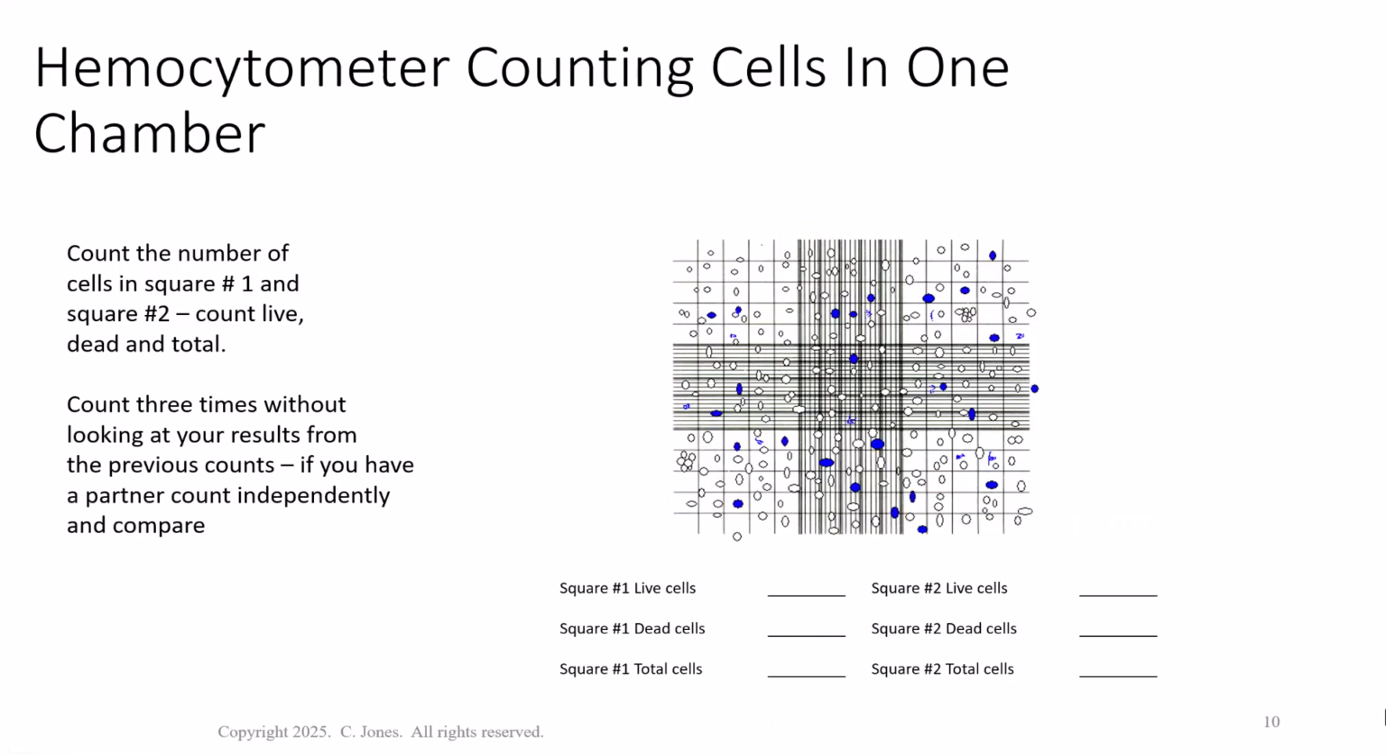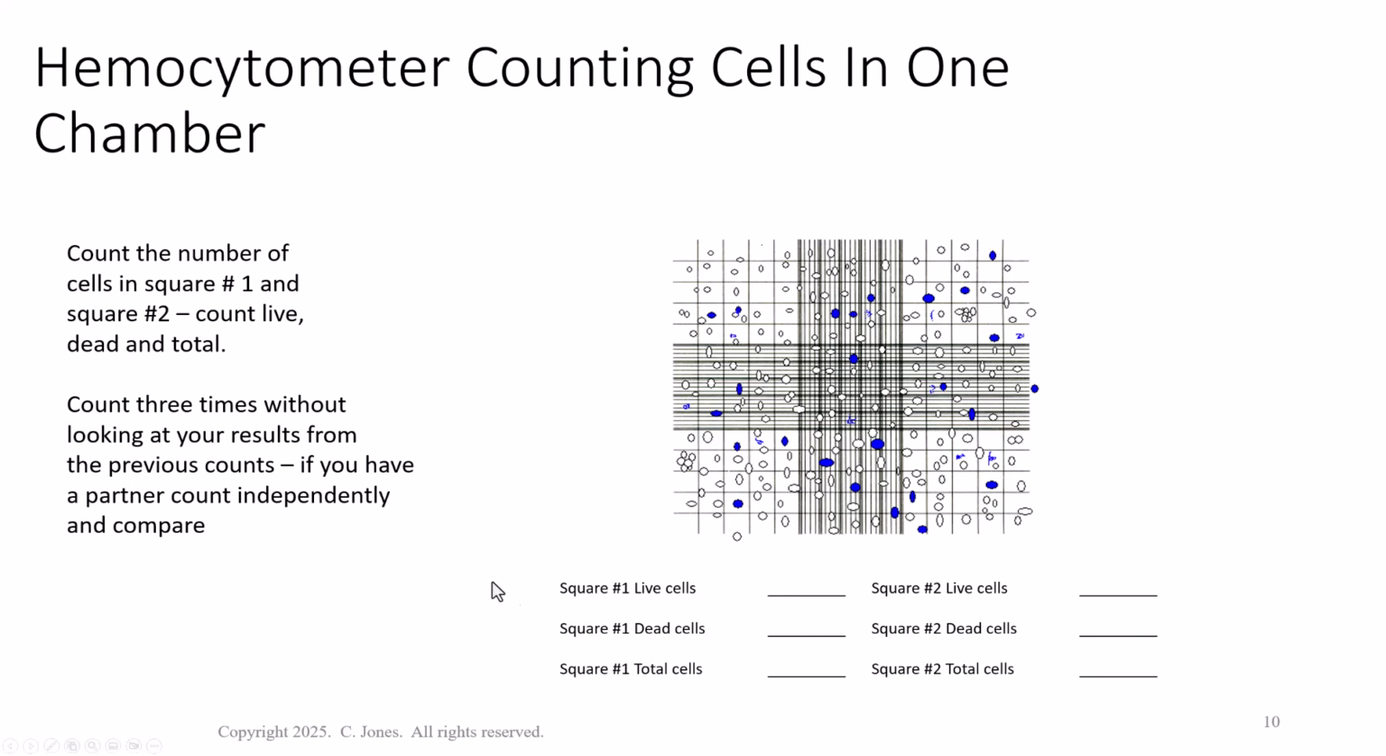So here I've just sort of made a cartoonish picture of one side of the hemocytometer, one counting chamber, and what I'm going to ask you to do is look at this, and for just square number 1 and square number 2, determine the number of live cells, the number of dead cells, the total number of cells. I want you to really just sit here and look at this and see if you can count the number of live cells and dead cells, pretending this is under a microscope.